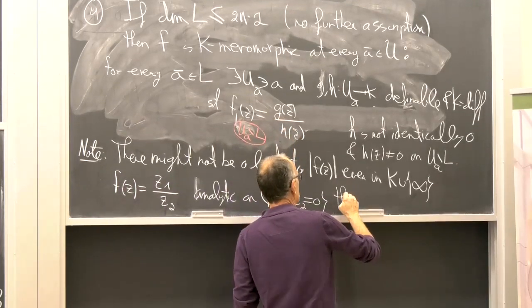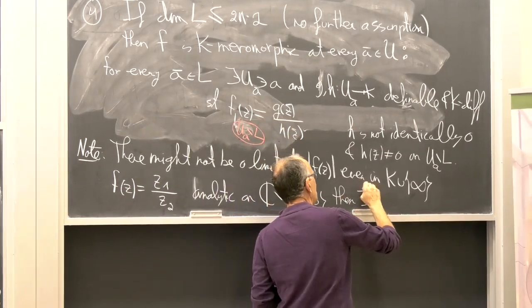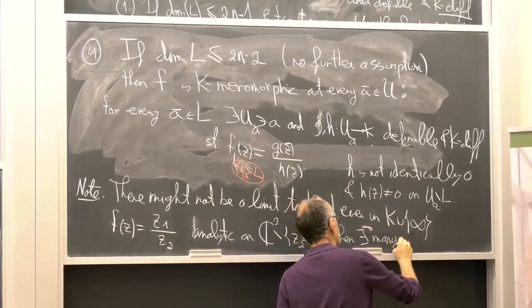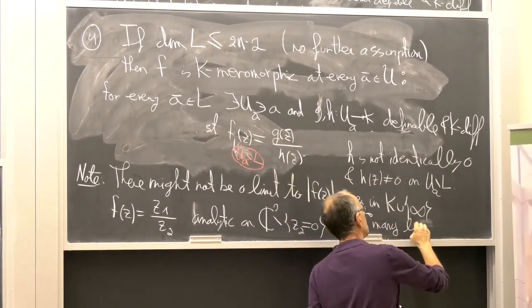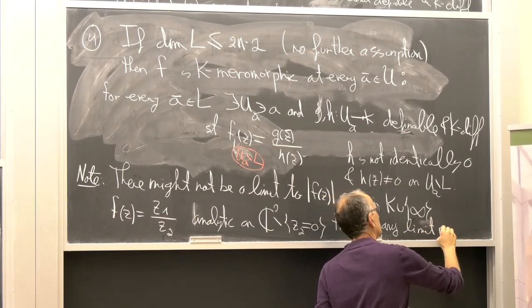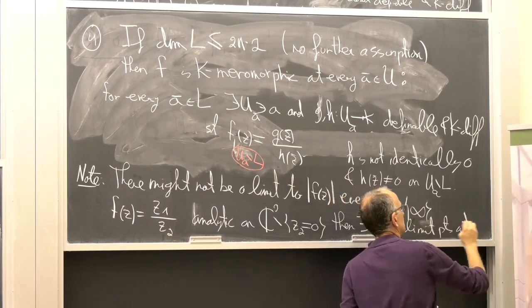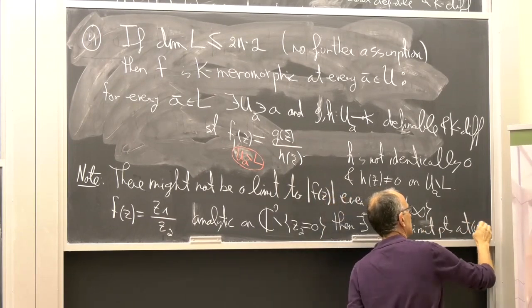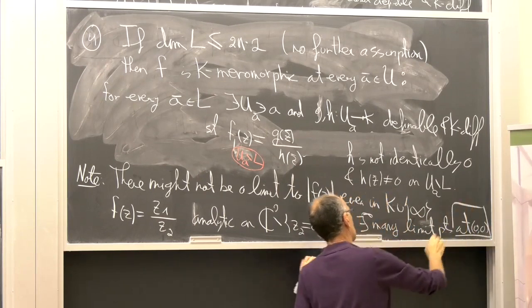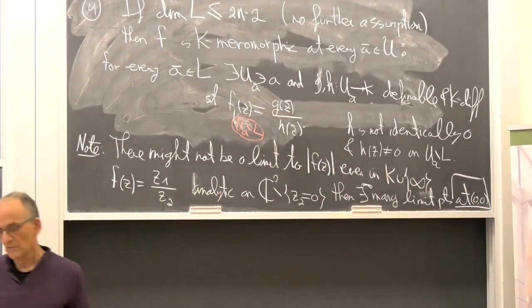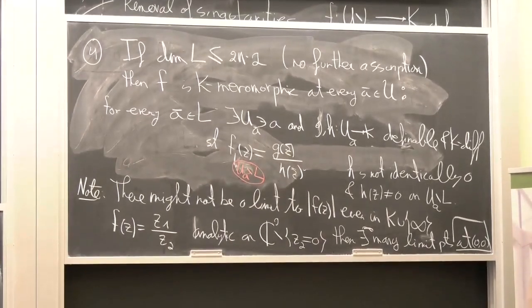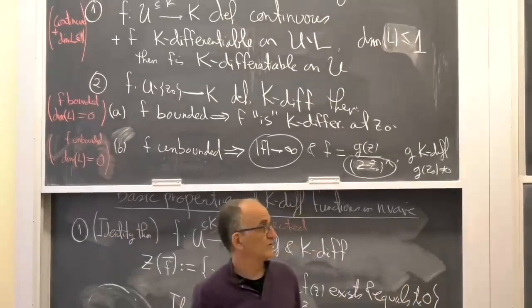Then there are infinitely many limit points at (0,0). So this phenomenon does not remain with us when you move to higher dimension, it just simply fails.